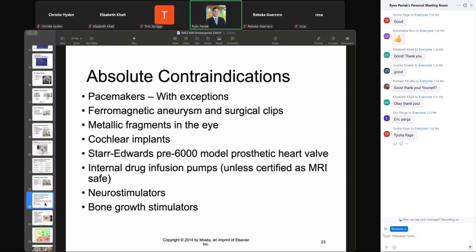Starr-Edwards prosthetic heart valves, internal drug infusion pumps, neurostimulators, bone growth stimulators, these are all contraindications and really are going to need to be investigated to find out if they're safe for the patient to have the exam done. This year marked some changes in CMS allowing MRI techs to actually bill the amount of time that they are investigating these things to find out if patients are eligible or not.